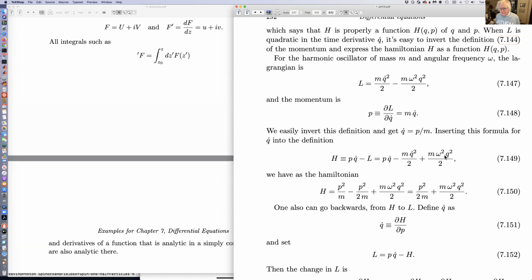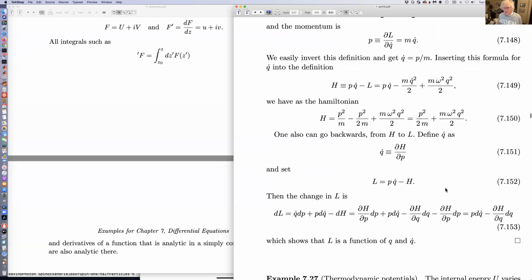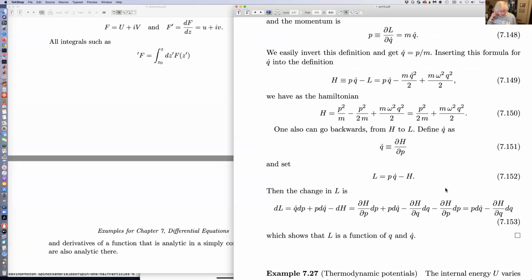And so this is subtracting L, this is p q dot. And now we set q dot equal to p over m. And so we get this term minus that term plus that term, and we get the usual formula for the energy, the Hamiltonian of a harmonic oscillator.